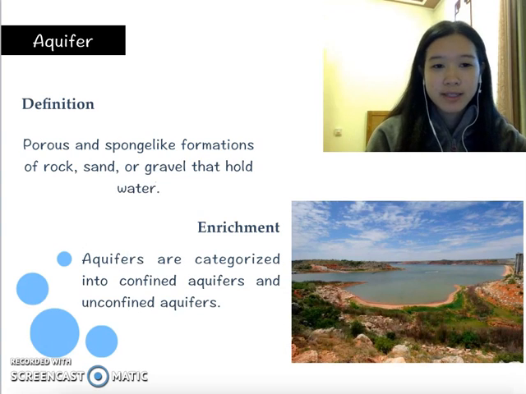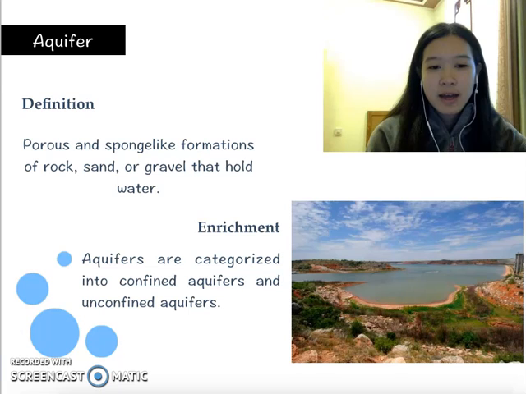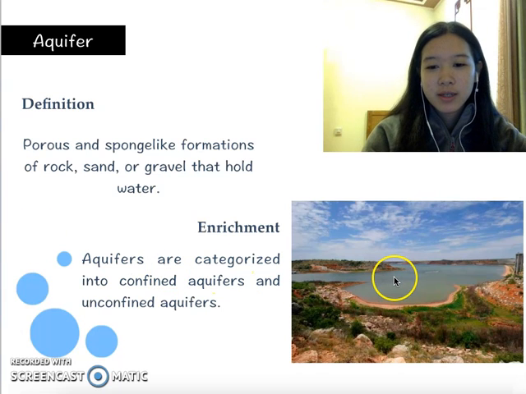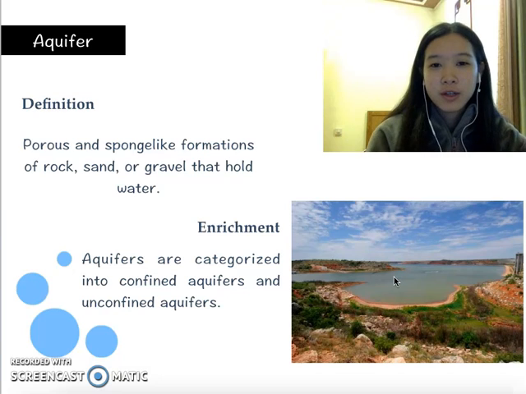The next word is aquifer. Aquifers are porous and sponge-like formations of rock, sand, or gravel that hold water. Enrichment. Aquifers are categorized into confined aquifers and unconfined aquifers, which I will discuss in the next slide. And this picture shows the Ogallala Aquifer, which is the largest aquifer in the world.